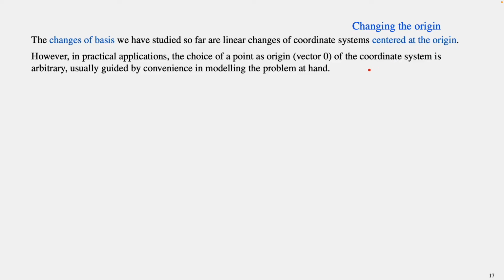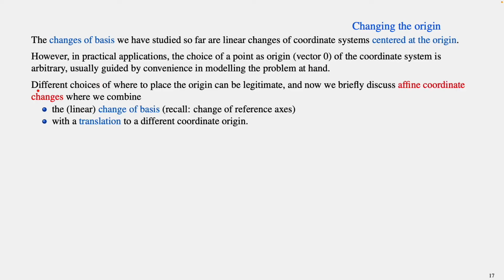Now, in practical applications, the choice of a point as origin, so the zero vector in other words, is arbitrary. There's no naturally given origin. You just choose some point as your coordinate origin that seems convenient for the problem that you're studying. And there may be different legitimate choices where you place the origin in your problem, and because of that we might have to transform between coordinate systems that have different points in space as origins. And these are affine coordinate changes where we combine a linear change of basis and a translation between different coordinate origins.